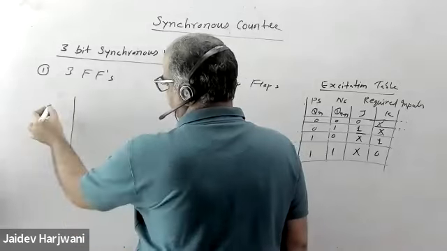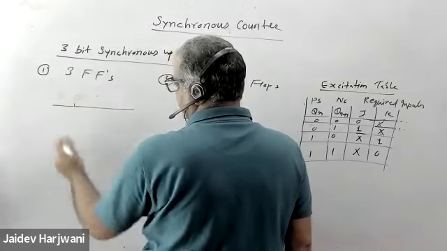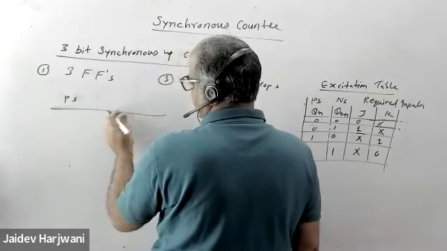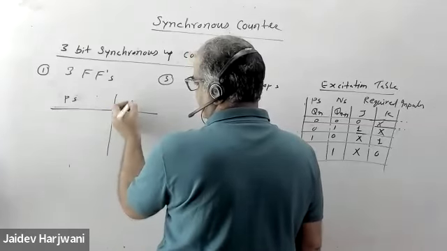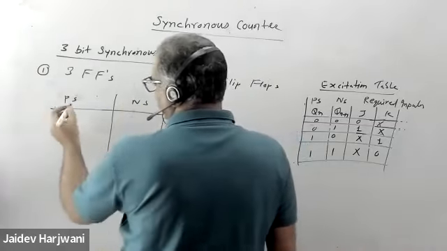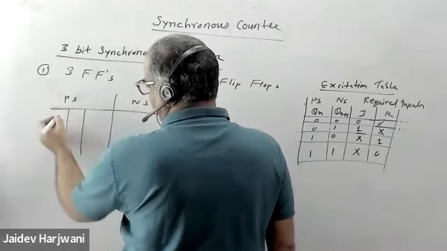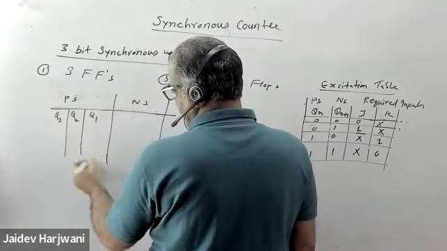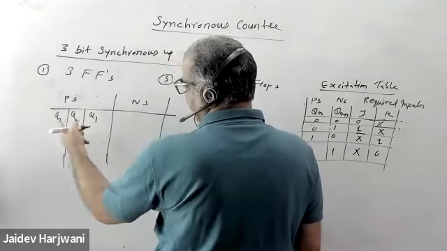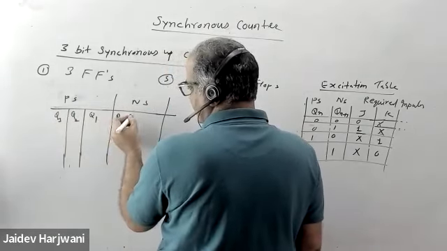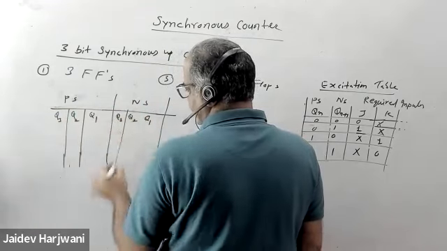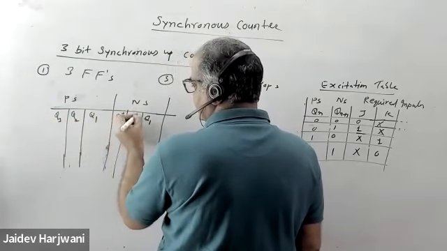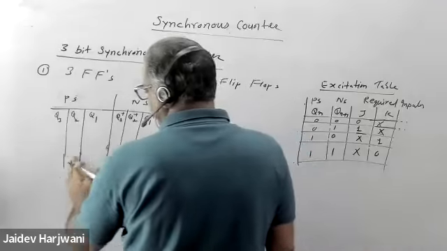You have the present state and then you have the next state. In the present state, you have Q3, Q2, Q1, because it's a 3-bit counter with 3 flip-flops, and the next state of Q3, Q2, Q1 again. I'm not writing Q plus n plus 1, I'm writing just Q3, Q2, Q1 again. That is the next state of this transition. You can put a plus sign if you want, just to differentiate between these things.